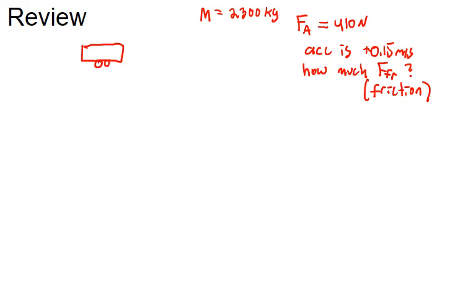All right, so for this one, it's a 2,300 kilogram car. Let's say the force applied is 410 newtons, and let's say it's accelerating at 0.15 meters per second squared. And we want to know how much force of friction there is. So go ahead and pause the clip and give this a try. And when you're ready to check, you can hit play to continue.